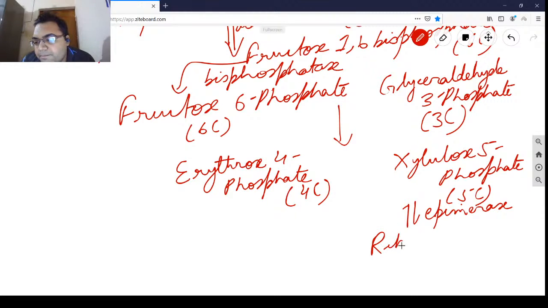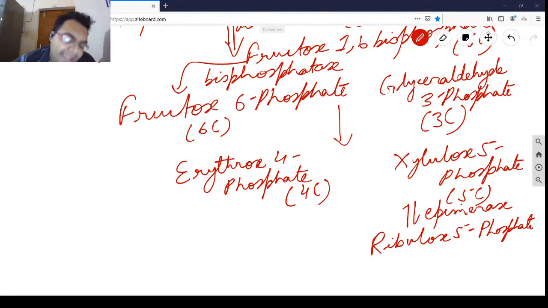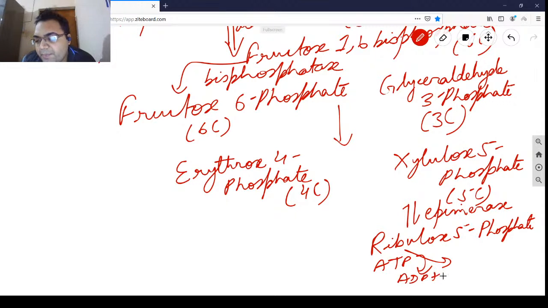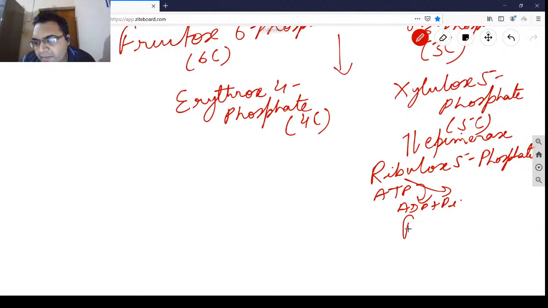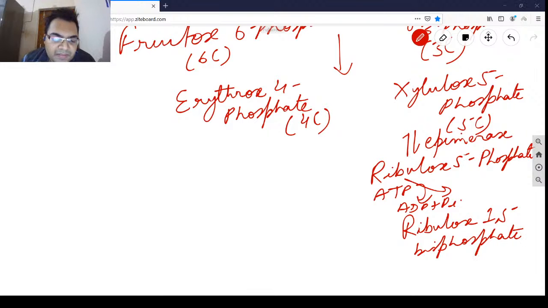Now ribulose 5-phosphate will undergo kinase activity, kinase enzyme. So with ATP, it will become ribulose 1,5-bisphosphate. ATP gives ADP plus Pi, and it will become ribulose 1,5-bisphosphate. That is true.